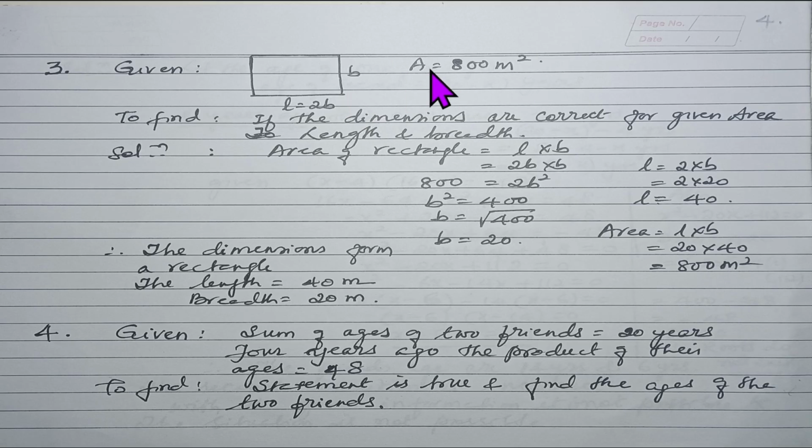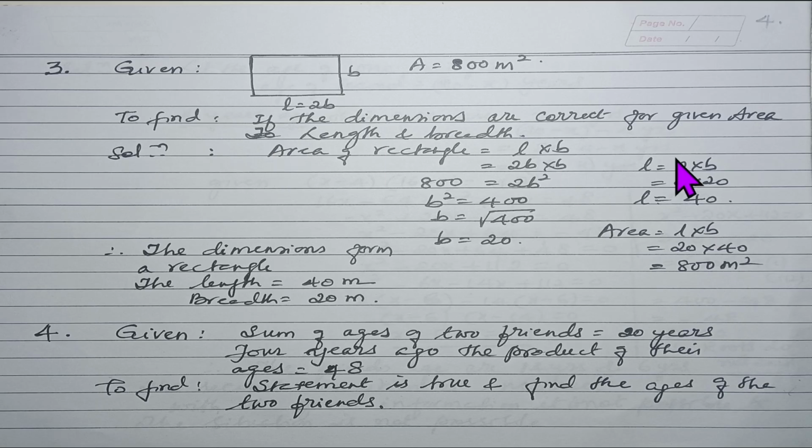Now let us understand how to do this. We know that the area of a rectangle is length into breadth, and the length is 2b, therefore the area of the rectangle is 2b into b, and the area is given as 800, so 800 is equal to 2b square, or b square is equal to 800 by 2, that is 400, or b is equal to the square root of 400, and b is equal to 20. So we have got the breadth as 20. If b is 20, then what is the length? The length is equal to 2 into b, so the length is 40. Now when I multiply length into breadth, that is 20 into 40, I get 800. That means it is correct.